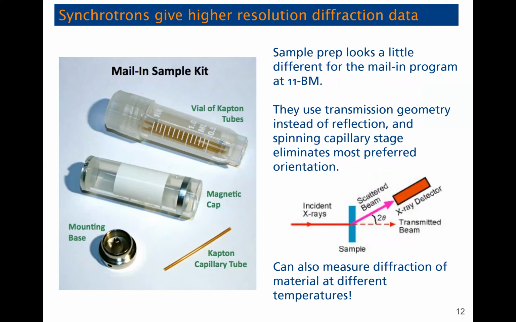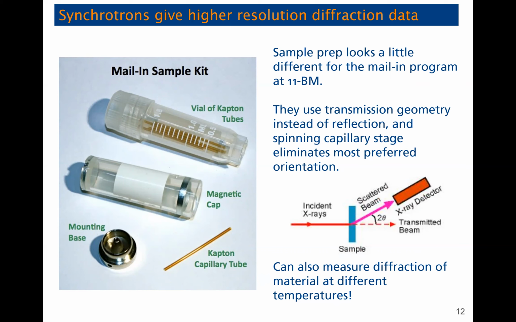The sample prep is a little different than for the reflection geometry that we use just in the lab. This is a picture of the mail-in kit that you would get from Argonne National Lab, and it has these capped-on polymer tubes that you stick your powdered material into, and cap both ends. Then they've got this magnetic sample base that you stick in one side. There's a barcode on it so that they don't lose which sample is yours.